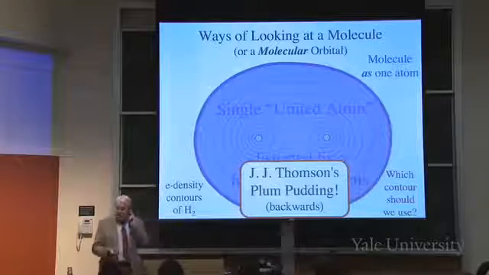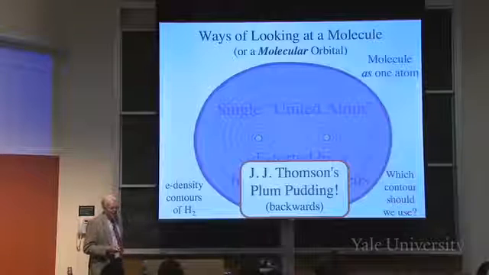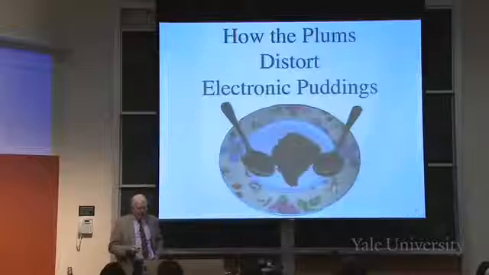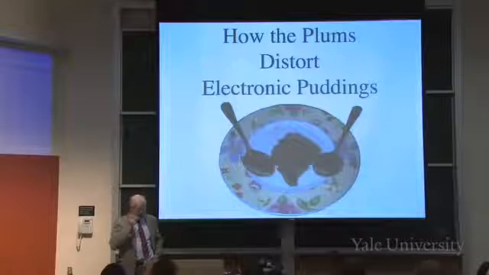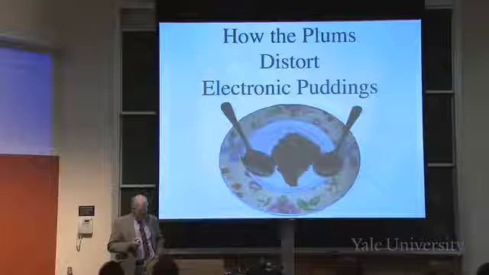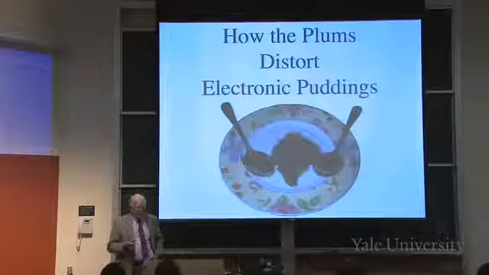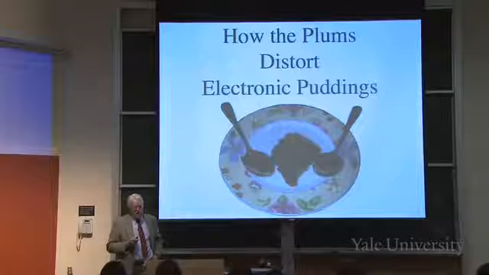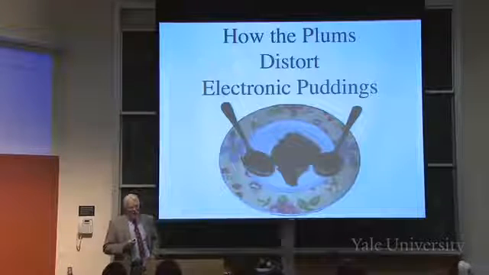Also potential energy, as you say. So it's backwards from what Thomson thought, but his idea wasn't a silly one. It just happened to be wrong for atoms. So here's a piece of plum pudding, which you know is like fruit cake. So how do the plums distort the pudding, right?